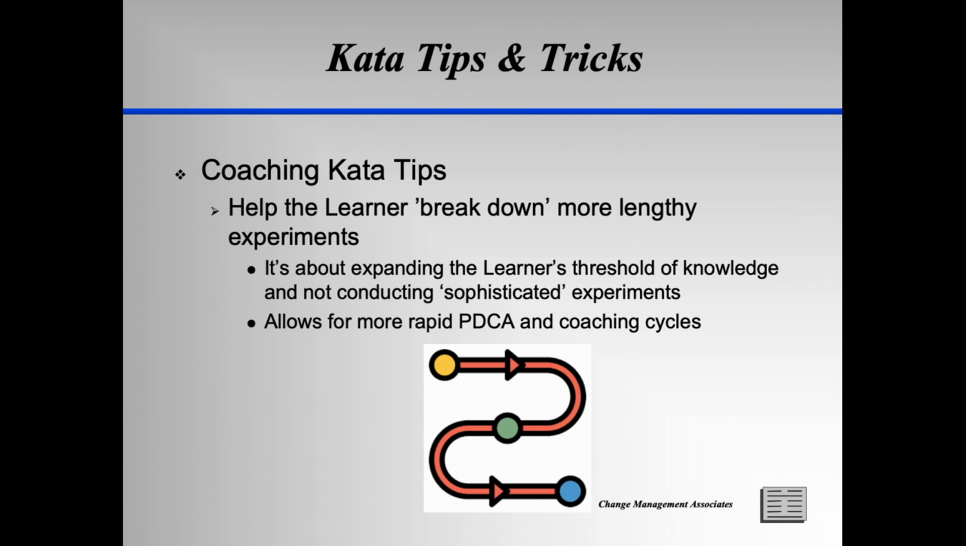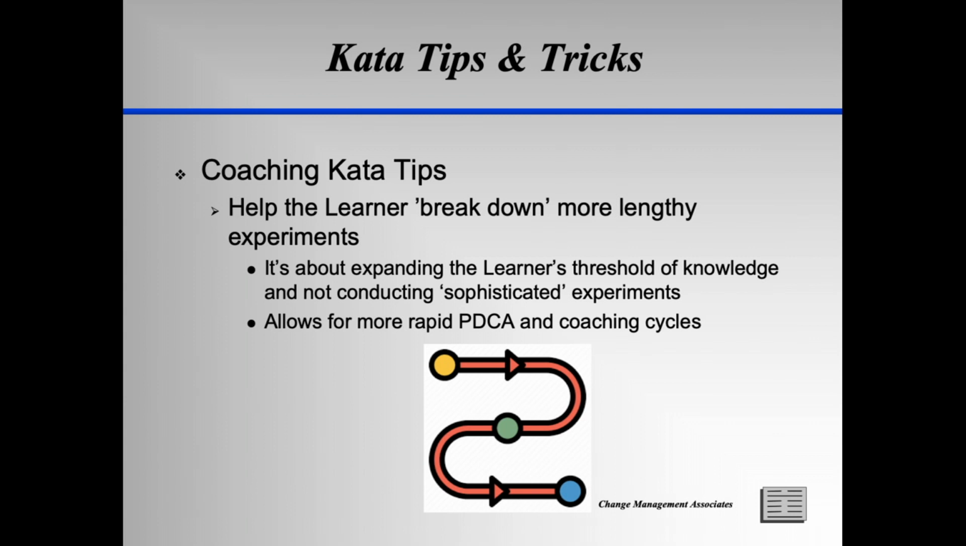As I mentioned earlier, the coach needs to have the learner break down more lengthy experiments. I'd like to expand on this a bit. There are different types of experiments that vary based on their level of sophistication. There is the ideal experiment that scientists often practice. They have a hypothesis for the experiment that they're about to conduct. It is a fully conceived prediction of cause and effect. If I make this deliberate process change, this is what I expect to happen.